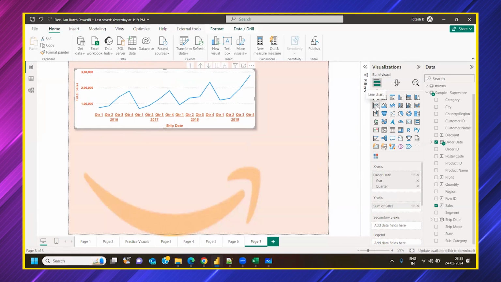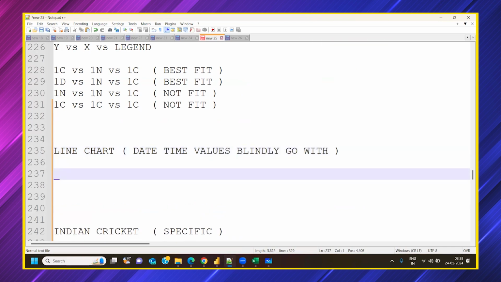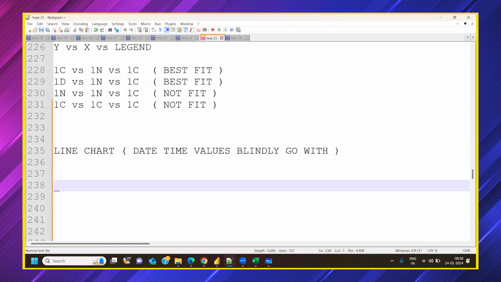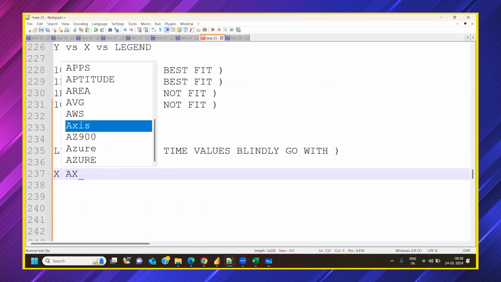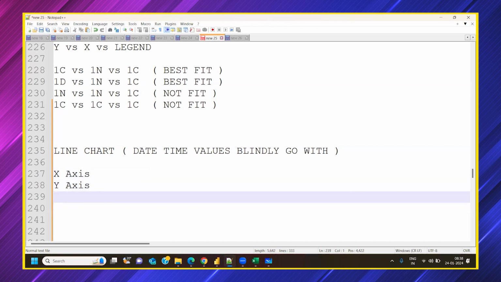The only use case of line chart is if at all you come across a date time value, blindly go with that. Date time values, blindly go with line chart. Now, in case of line chart, we have one more advantage. We have x-axis, we have y-axis, and secondary y-axis. Now, what do you mean by secondary y-axis?